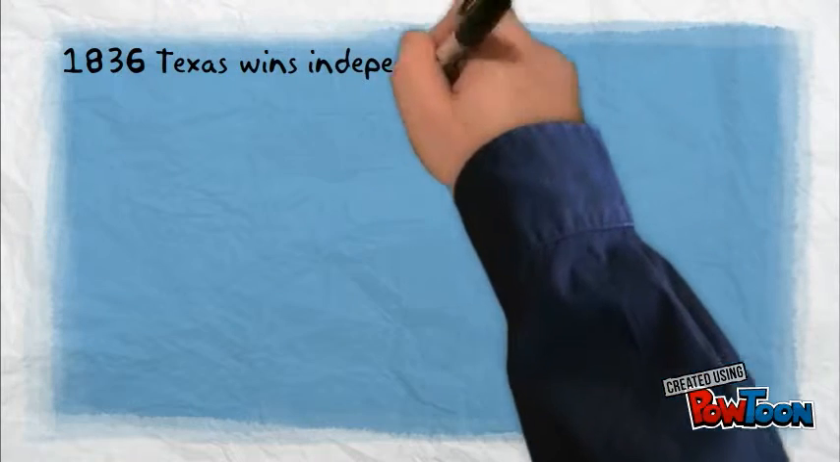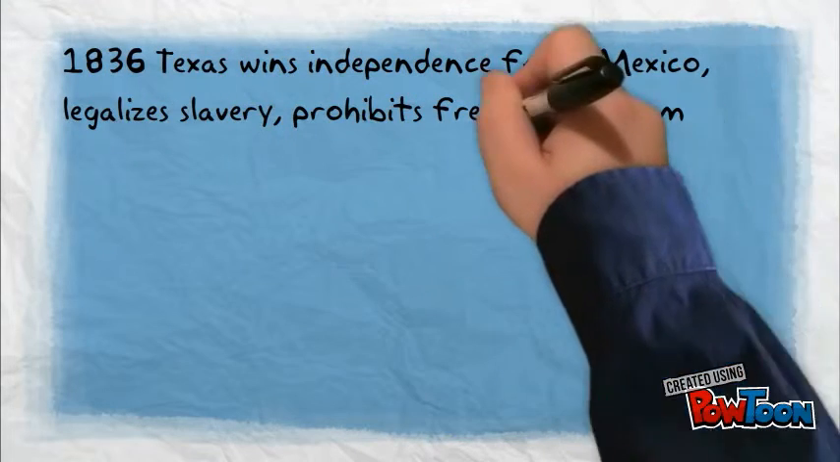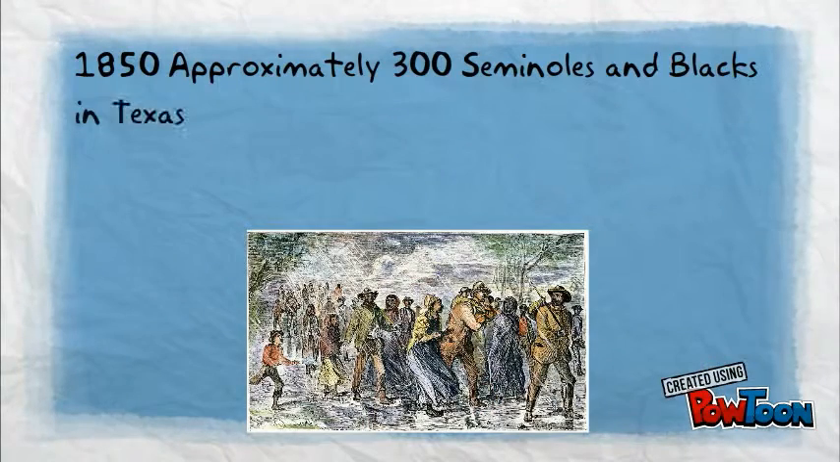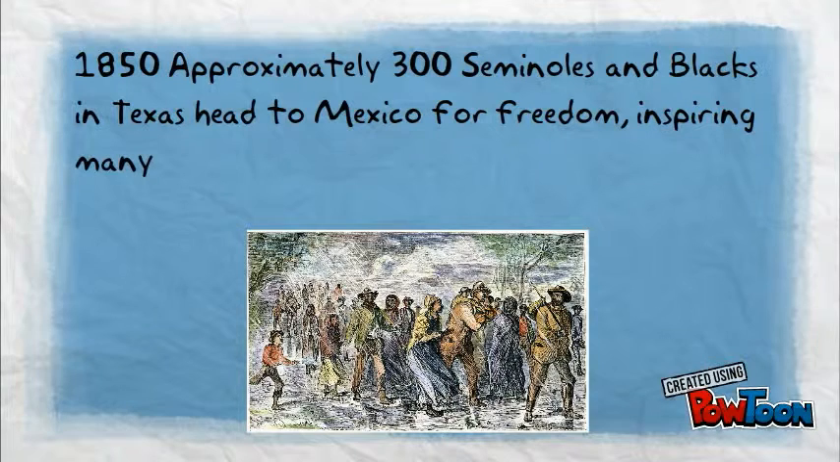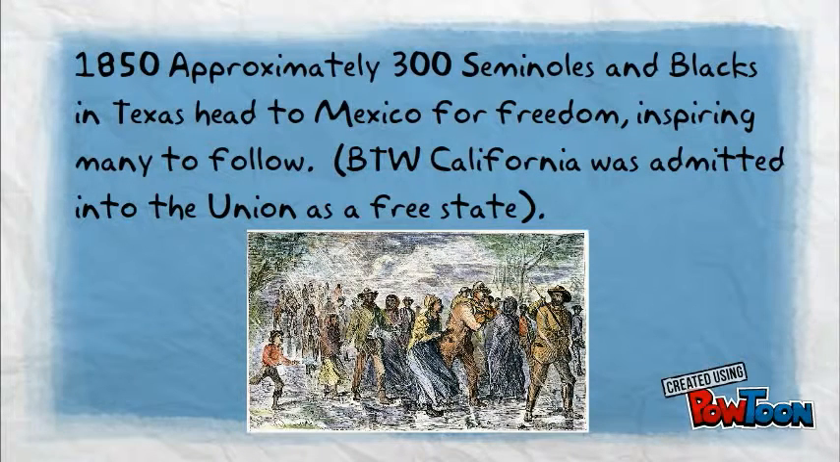In 1836, Texas wins independence from Mexico, legalizes slavery, and prohibits free blacks from entering the state. In 1850, approximately 300 Seminoles and blacks in Texas headed to Mexico for freedom, inspiring many to follow. By the way, that year, California was admitted into the Union as a free state.